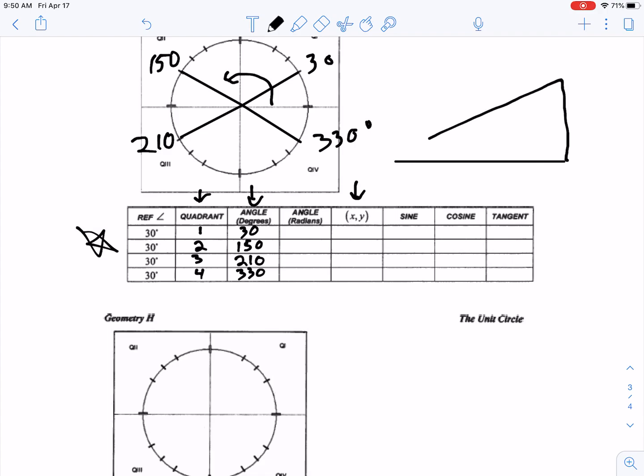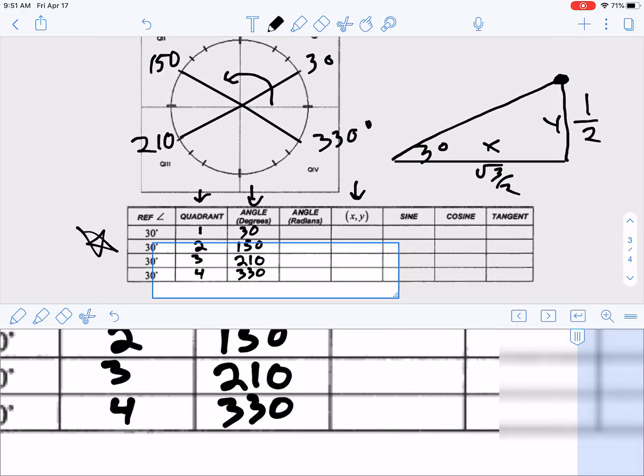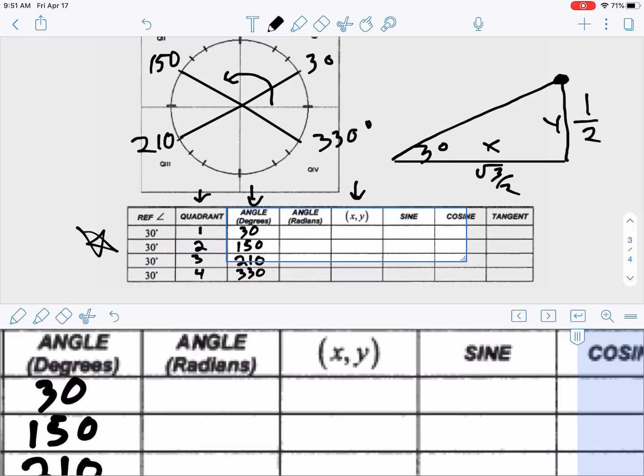Oh well. Off of that 30 degree, our long side is going to be root 3 over 2. That is our movement in x. We're trying to find this coordinate right there, and we need to move in x and move in y. We've got the long side and then the short side. The short side is 1/2. Those are our coordinates all the way up and down these x and y values right here.